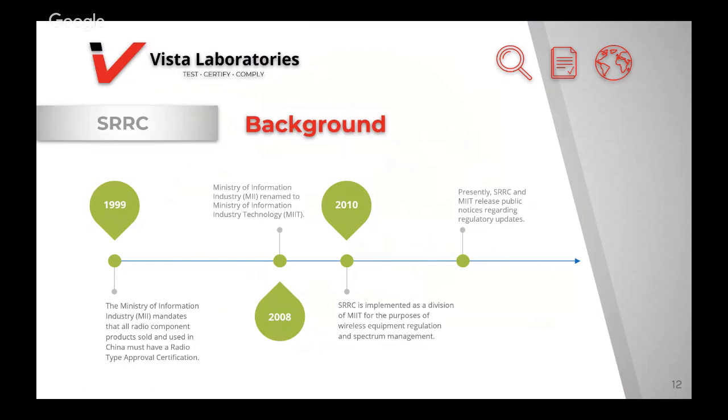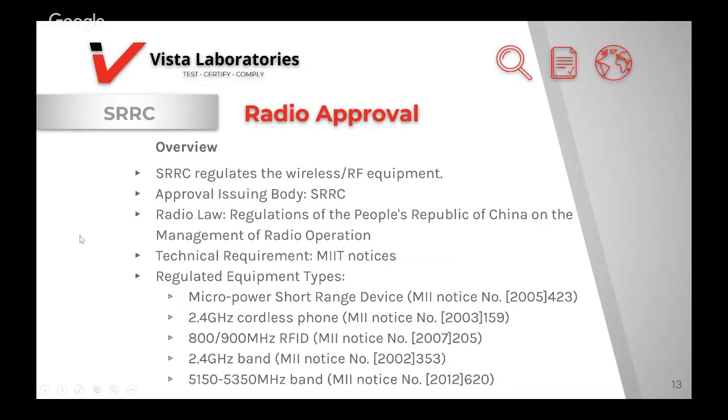Presently, SRRC and MIIT release public notices regarding regulatory updates. These updates contain the technical requirements in the radio approval scheme, and are based on the high-level radio law. The radio law is called the Regulations of the People's Republic of China on the Management of Radio Operation. So, overview: SRRC regulates wireless RF equipment. The approval issuing body is SRRC, with the radio law as its legal basis, and the technical requirements are the MIIT notices. Below you see some MIIT notices and their regulated equipment types.